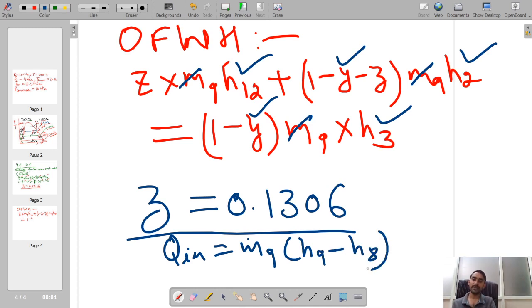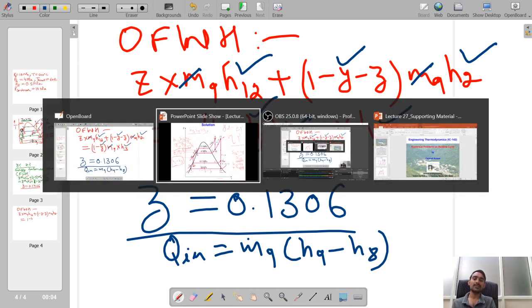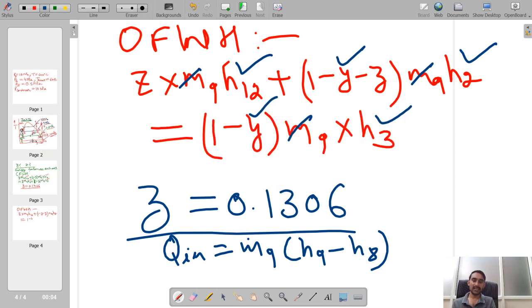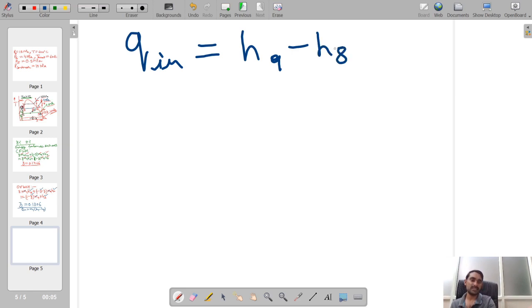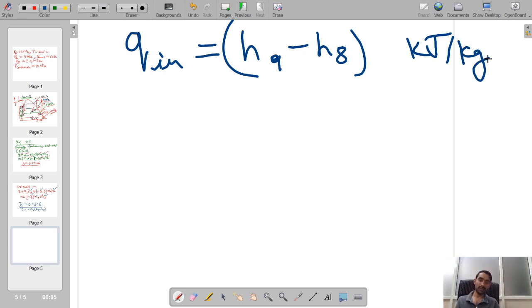Okay, so that will be coming only if we know about the mass, and if we have to calculate this heat supplied on per unit mass basis, then I can simply write small q in as nothing but equal to H9 minus H8, and in that case it will be on kilojoule per kg basis. Okay. So heat supplied we have determined on kilojoule per kg basis.